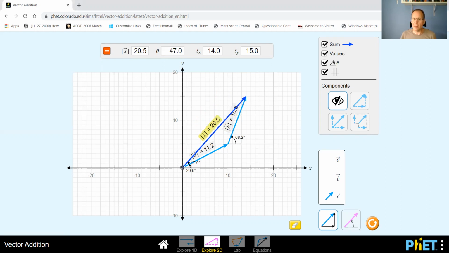So the tail of the vector, in this case, we're calling it S. We usually call it R for resultant, but this is S for sum. So the tail of S is at the origin and the tip of S is at the tip of B. So that S there is the same as vector A plus vector B.